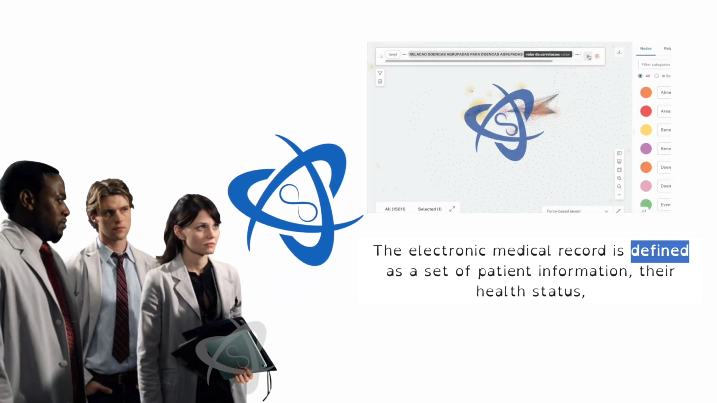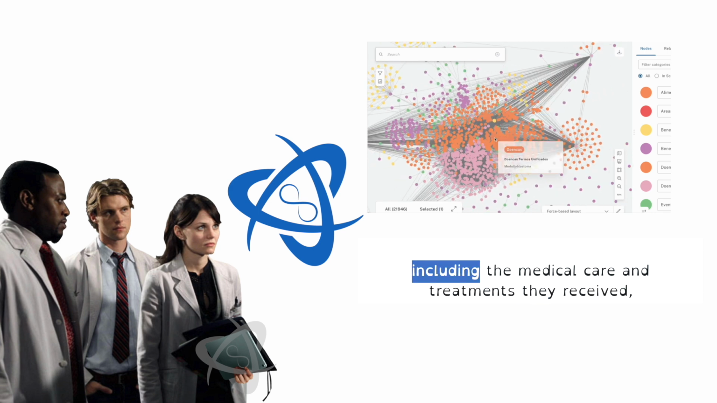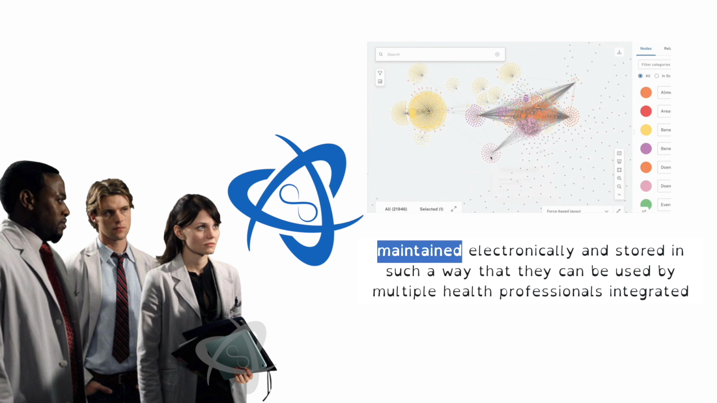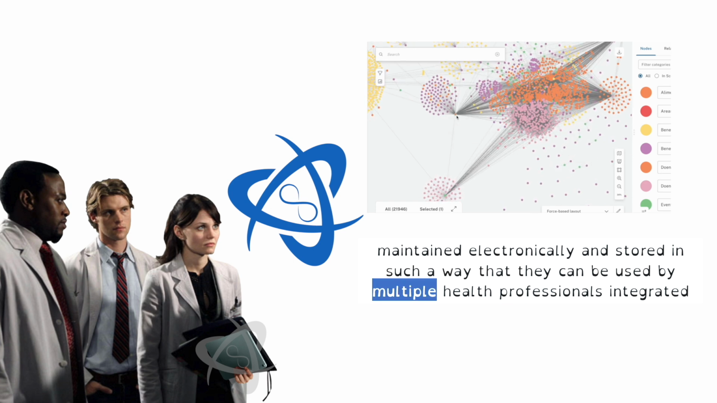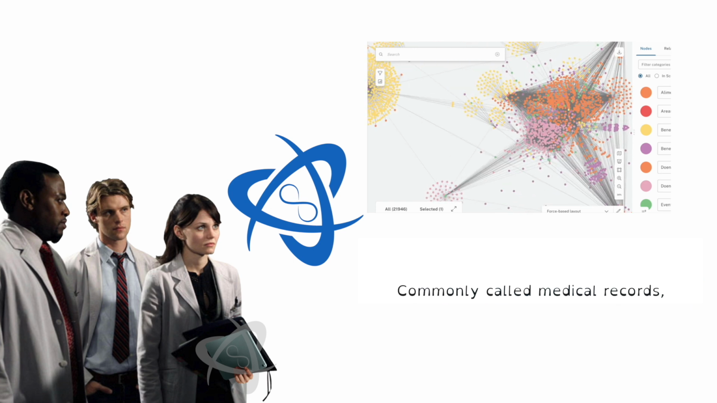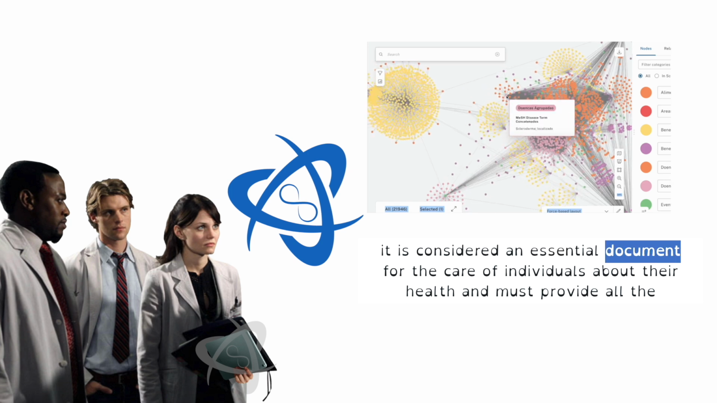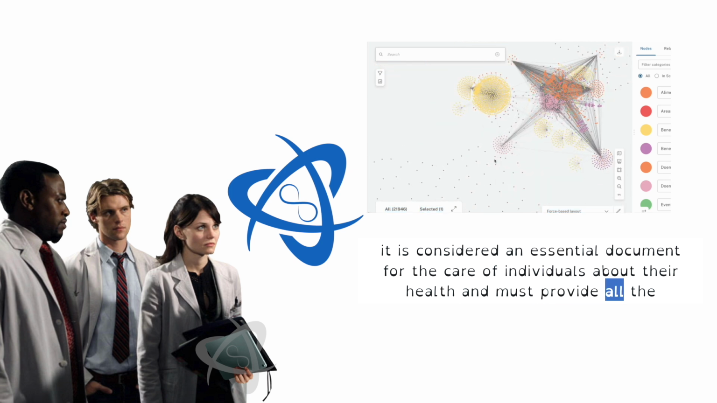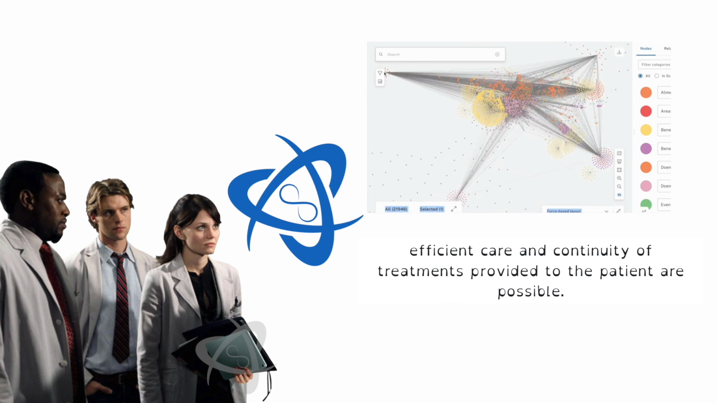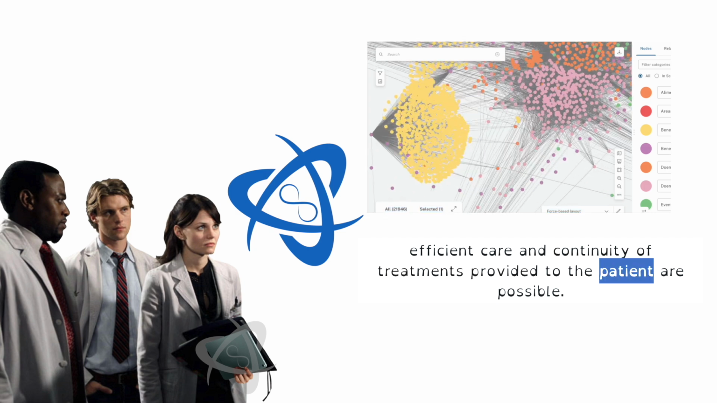The electronic medical record is defined as a set of patient information, their health status, including the medical care and treatments they received, maintained electronically and stored in such a way that they can be used by multiple health professionals integrated into a network. Commonly called medical records, it is considered an essential document for the care of individuals about their health and must provide all the necessary information to ensure that, through this, efficient care and continuity of treatments provided to the patient are possible.